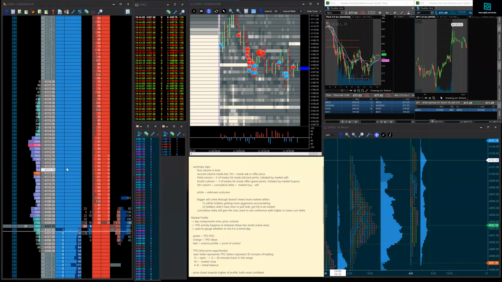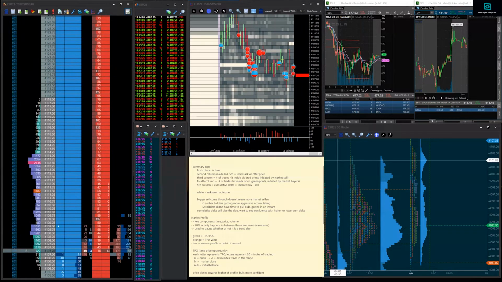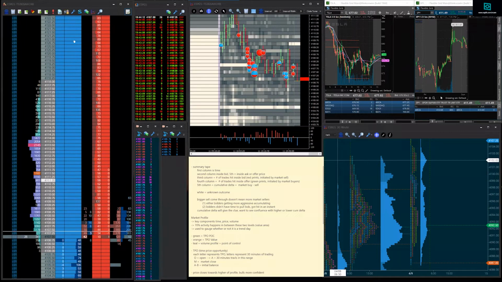So on the left-hand side, you have the DOM, which is your depth of market, and this is going to visually show you where the market participants are stacked at. If anyone doesn't know, we're doing ES here. So this is the depth of market for ES, which is SPY futures.